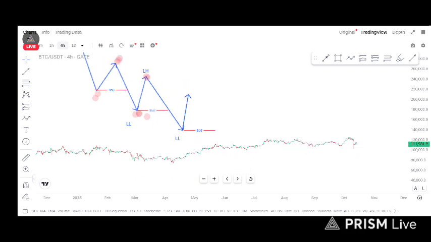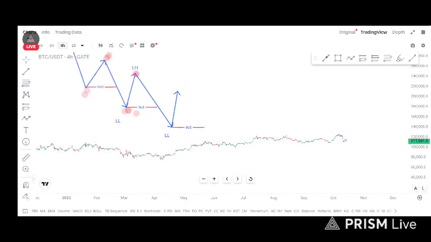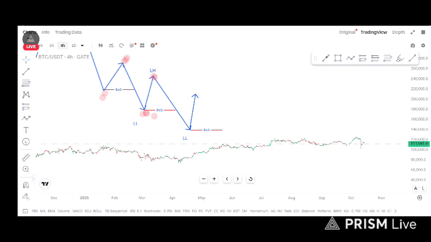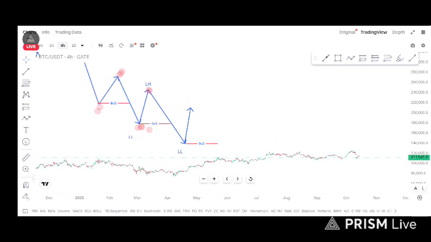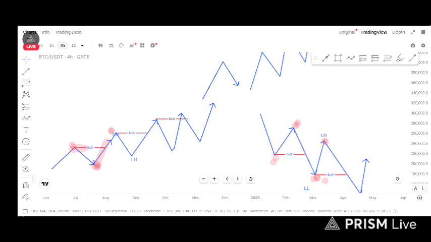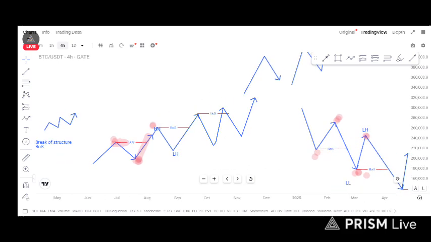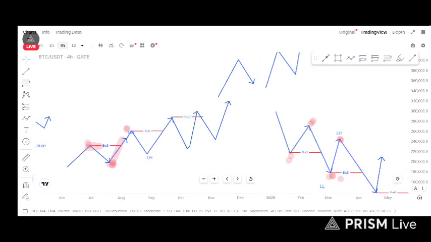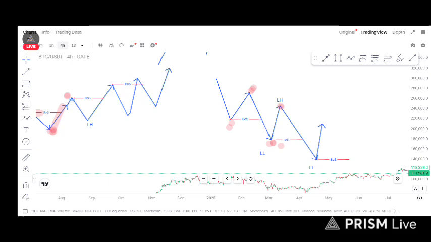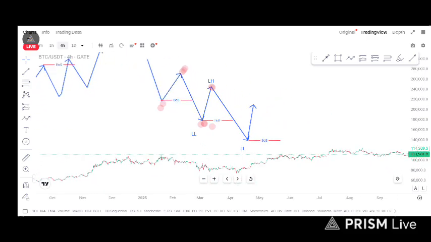Okay, so in a downtrend, what you want to be seeing is the lower lows to be breaking. You want the market to be breaking the lower lows. But in an uptrend, what you want the market to be doing is to be breaking the higher highs. Okay, now that is it.